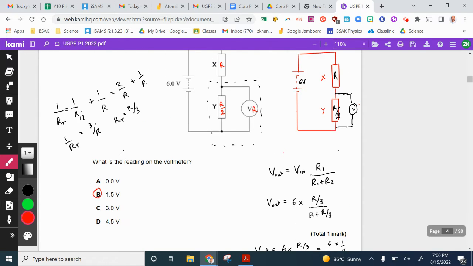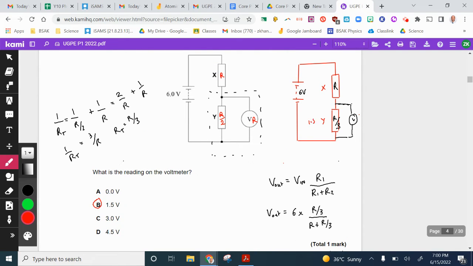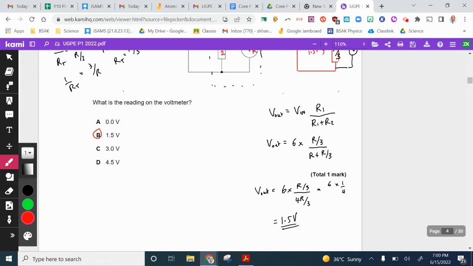So if this is 1.5 volts, then that means this is 4.5 volts, which makes sense. We know that this is 3 times bigger than that, so the voltage here will be 3 times bigger than that, which it is. 4.5 volts is 3 times bigger than 1.5 volts. Therefore, the voltmeter should read 1.5 volts.